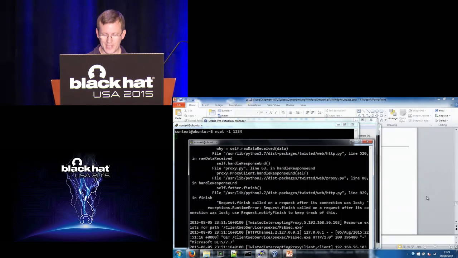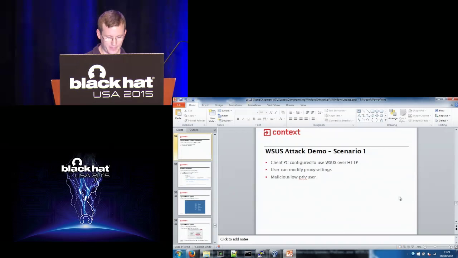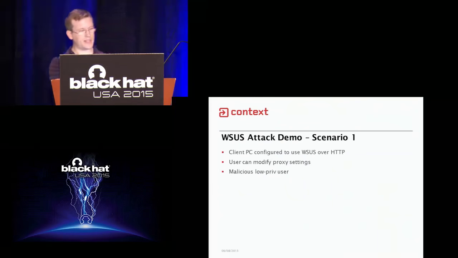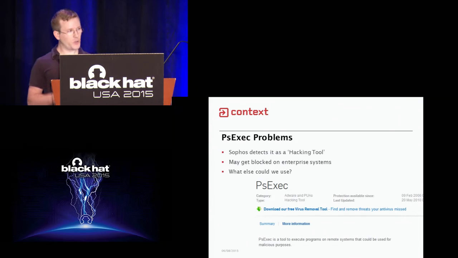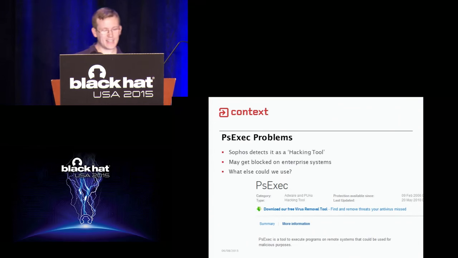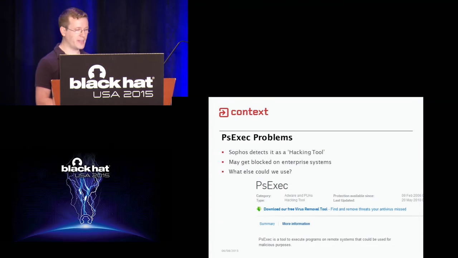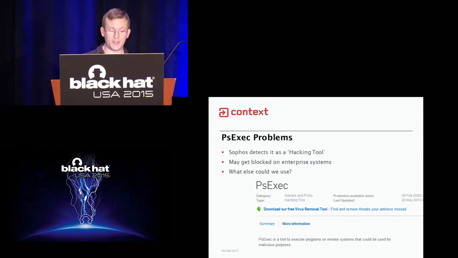Okay, so we were pretty pleased when we got that working. That was quite good. So that's a local PrivEsc. That's kind of the first step. Now there are a few problems with this. So we're talking about corporate environments. Now PSExec is often picked up by AVs as an evil hacking tool. So using PSExec, maybe that's not the most realistic thing. So it may get blocked if we try and use that, essentially. So we had to think, okay, what else can we use?